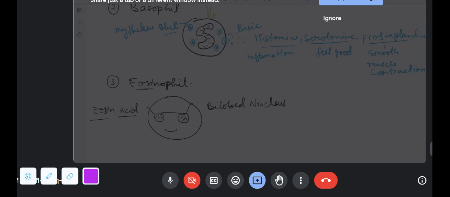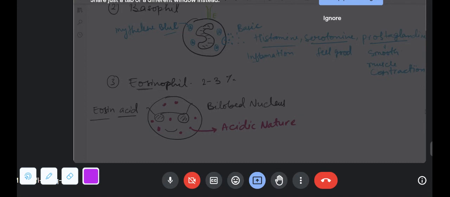Okay, this will give some pink color. This is eosinophil. Whenever there is an allergic reaction, it will produce the allergic reaction also, and it is very important. First, this is bilobed and acidic in nature. They all have granules, and the granules are colored. What is the percentage of it? 2 to 3%.